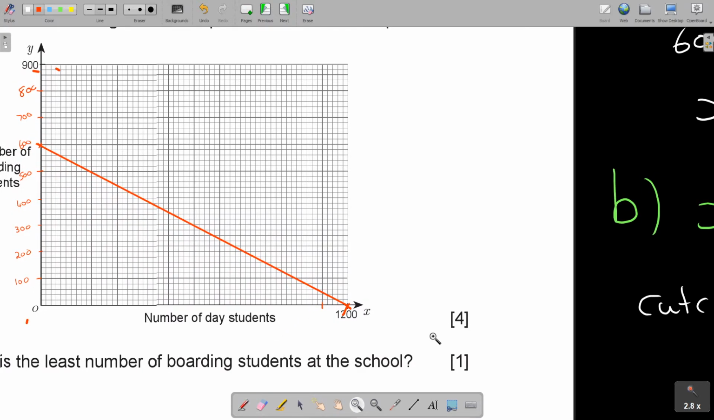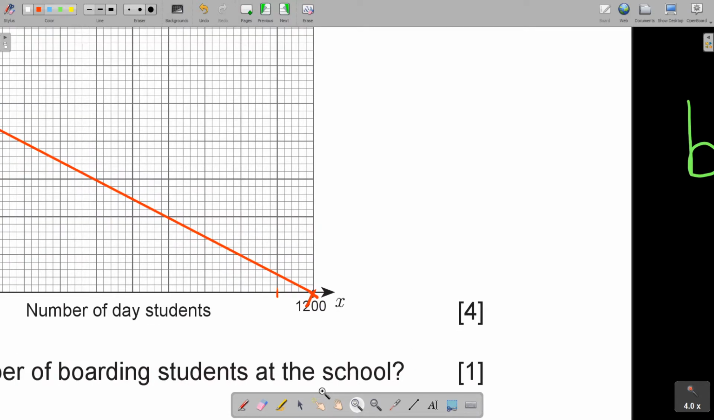Okay, I'm going to make it bigger again. I just want to find that. So I think this will be 1100. This will be 900. This will be 800. Okay, then I make it smaller.